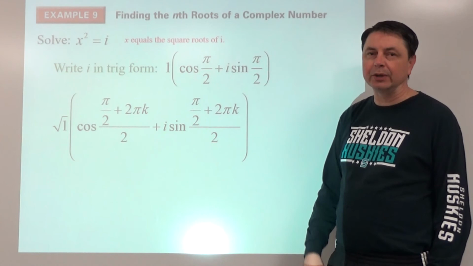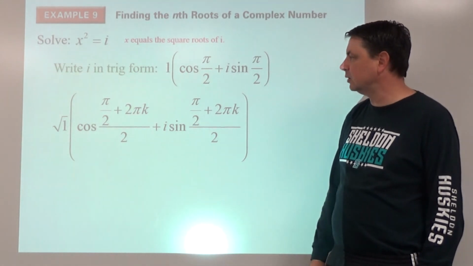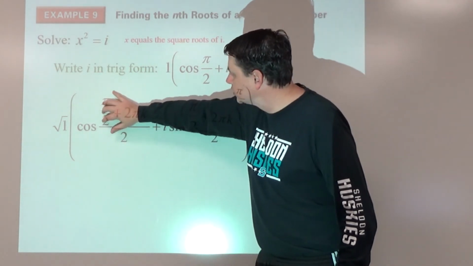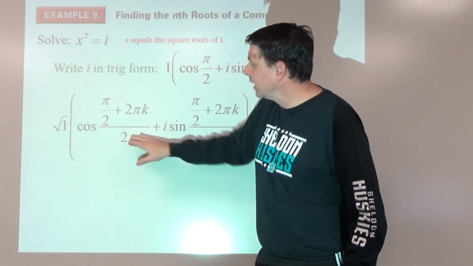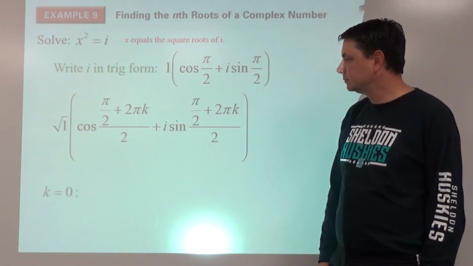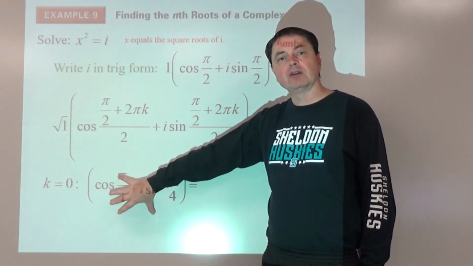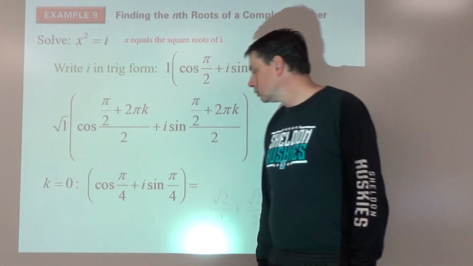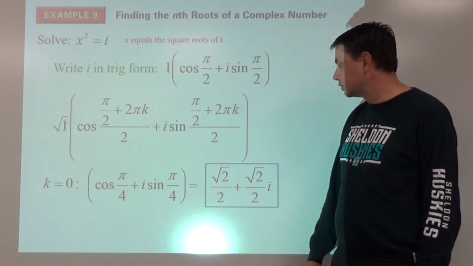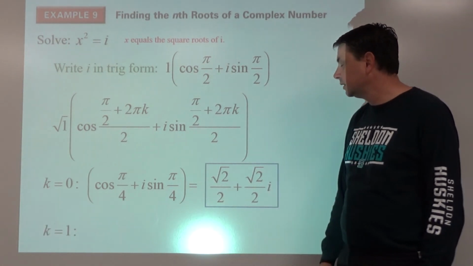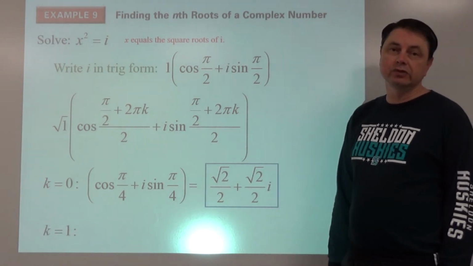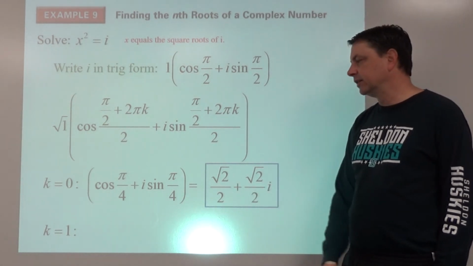So now we need to evaluate that starting at k equals 0, where we would get pi over 2, divided by 2 makes pi over 4. So that's the answer in trig form here. If we want to go standard form, just use our unit circle knowledge, root 2 over 2 plus root 2 over 2 i. So one of the square roots of i is right there.